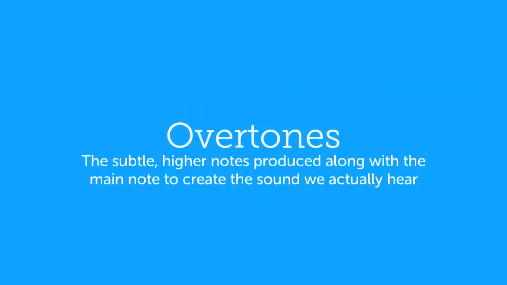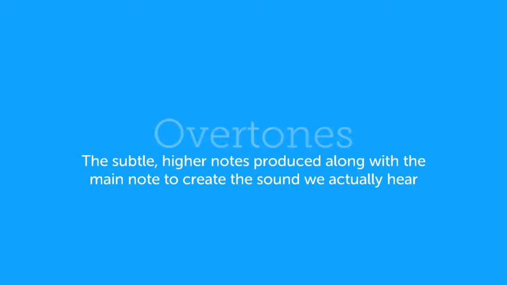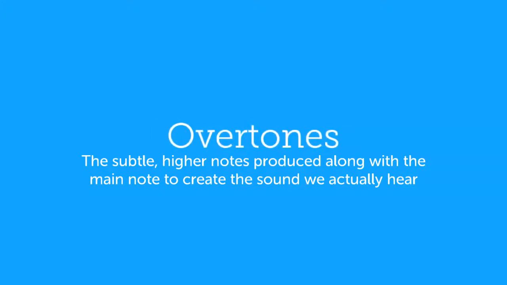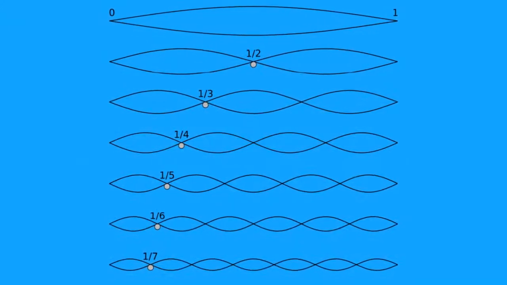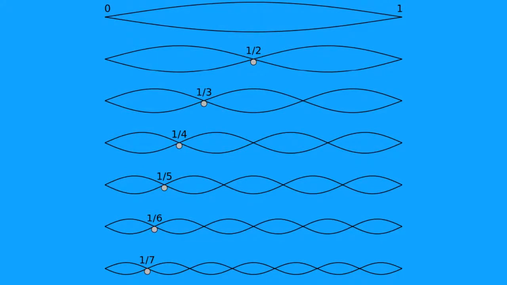More simply, they're just the subtle, higher notes produced along with the main note to create the sound we actually hear. When we play a note on an instrument, we don't only hear that note, we also hear a bunch of smaller, higher pitched notes that create the noise that we actually hear. Of course, the science behind the sound waves is a lot more complicated.